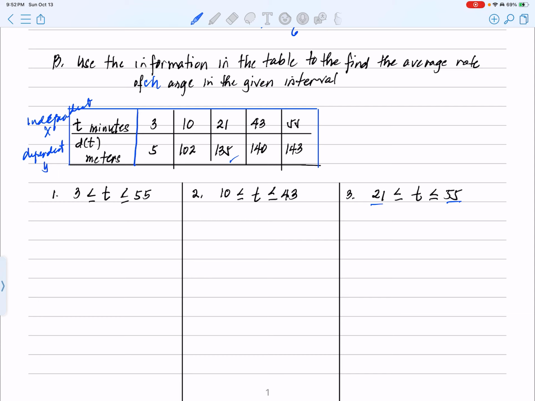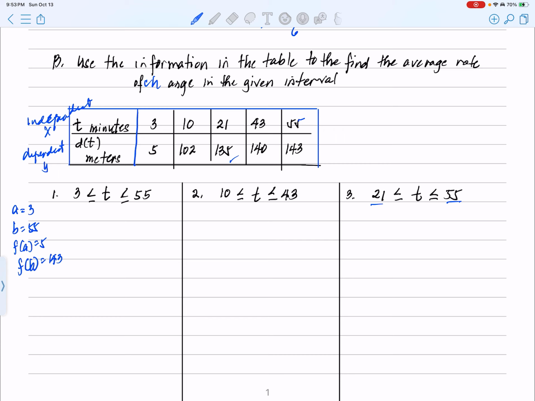So our first interval is 3 to 55 for the independent value. So in other words, our A is 3 and our B is 55. So what is the f of A? When A is 3, you look at the table, the f of A is 5. And what is f of B? When it's 55, the f of B is 143.